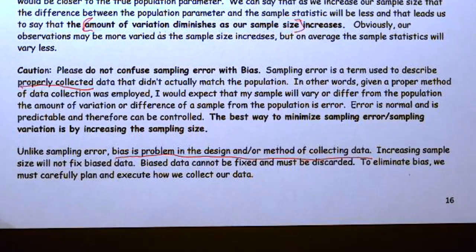Sampling error just means that everybody's sample is going to be a little bit different. You got 33%, I got 35%. We can minimize it, sampling error, but we cannot eliminate it. And we minimize it by increasing sample size.